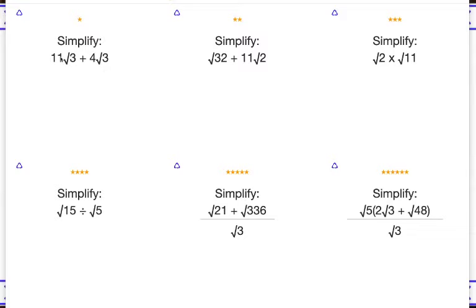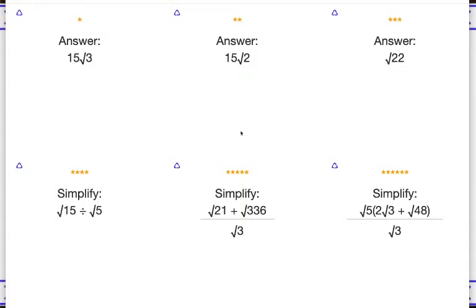So for the first one, we can simply add the 3 and the 4 together, so it gives me 15 root 3. Moving on to the next one, we need to simplify the square root of 32. So that'll be root 16 times root 2, which simplifies down to give me 4 root 2. So 4 root 2 add 11 root 2 would then give me 15 root 2. Please mark this as we go along. Although we can't do too much else other than combine this into a single surd, the square root of 2 times the square root of 11 will give me the square root of 22.